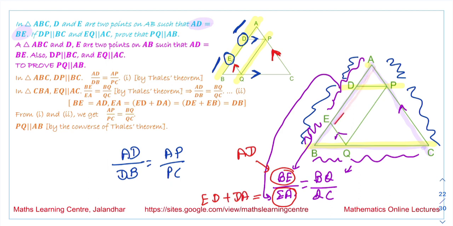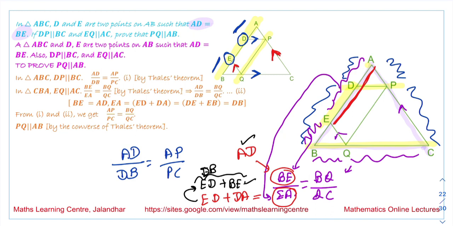EA will be equal to ED plus DA. We are talking about this AE, that will be equal to ED plus DA, and that is equal to DE, this length DE, plus the length EB. Why are we saying this? We are saying this is equal to the length ED plus BE. You can replace either this with AD or you can replace this with BD. So what we get from this is that this value is DB.